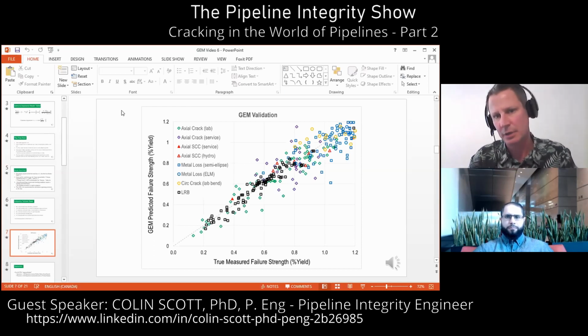You can also look on the bottom side of the line, and you'll see a couple of green diamonds there, some purple diamonds, and some red squares. These represent overly conservative predictions. So these ones are good in that your pipeline is going to be safe, but if you have too many of those overly conservative predictions, your dig program could get quite expensive.